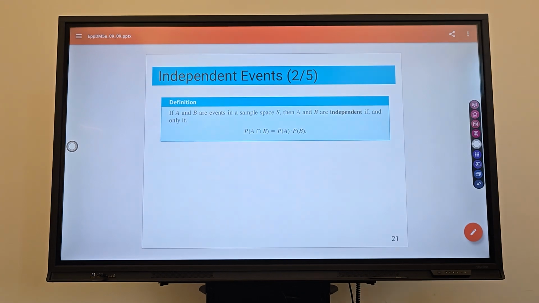Definition of independent events. If A and B are events in a sample space S, then A and B are independent if and only if the probability of A intersect B equals the probability of A times the probability of B.